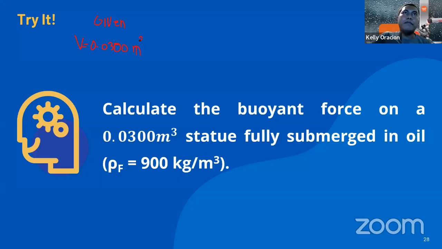Cubic meters. Then, the density of the fluid is 900 kilogram per cubic meter. And then the acceleration due to gravity is 9.81. And the formula we have, buoyancy is equal to the density of the fluid times acceleration due to gravity times volume. So the density of the fluid is 900 times the acceleration due to gravity is 9.81 times the volume is 0.0300.